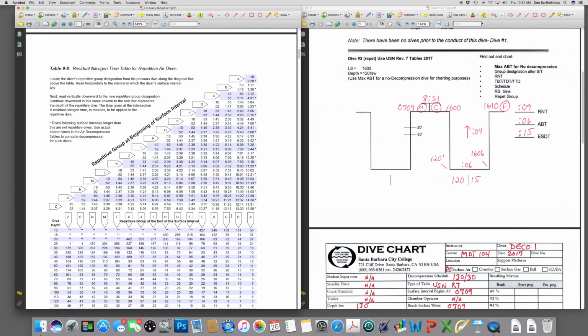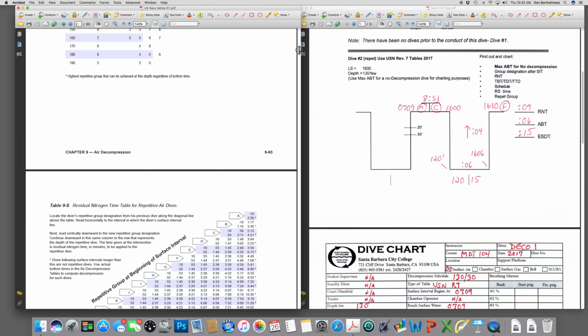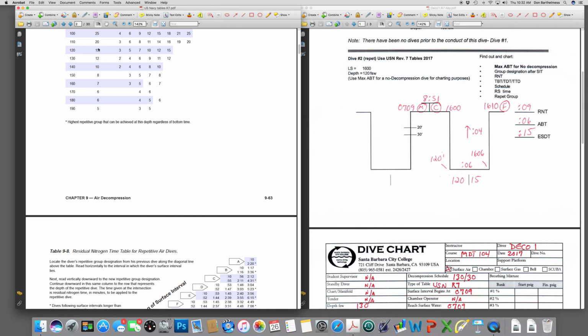This C amount of nitrogen we must still account for on subsequent dives. And this table down here is going to take the C amount of nitrogen and attempt to quantify it in terms of minutes, based on the particular depth of your repetitive dive. So I'm a C diver at 1600, and I am telling you that this C diver is going to 120 feet. The diver obviously cannot stay there for the no decompression time limit of 15 minutes. We want to make this a no decompression dive.